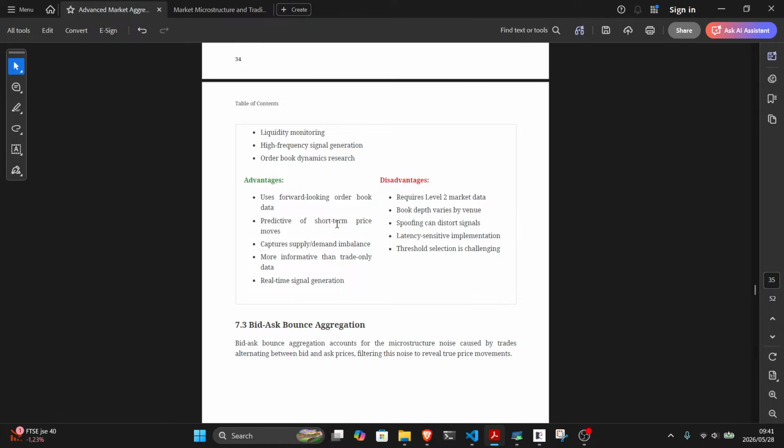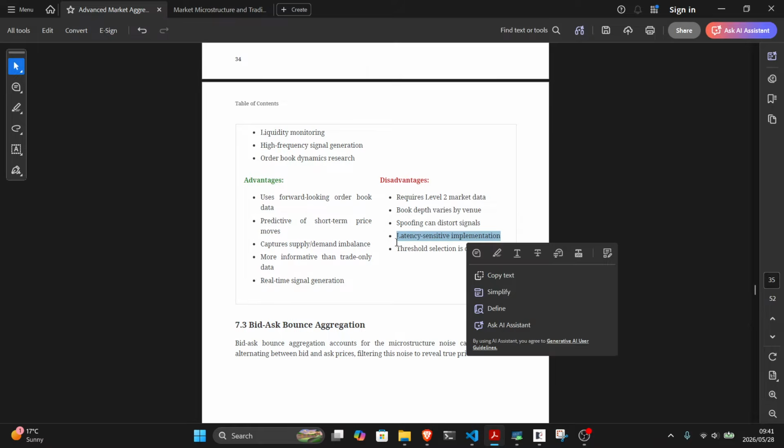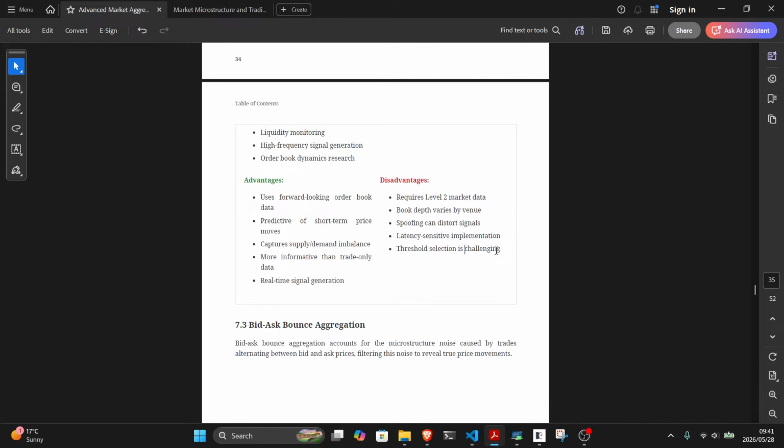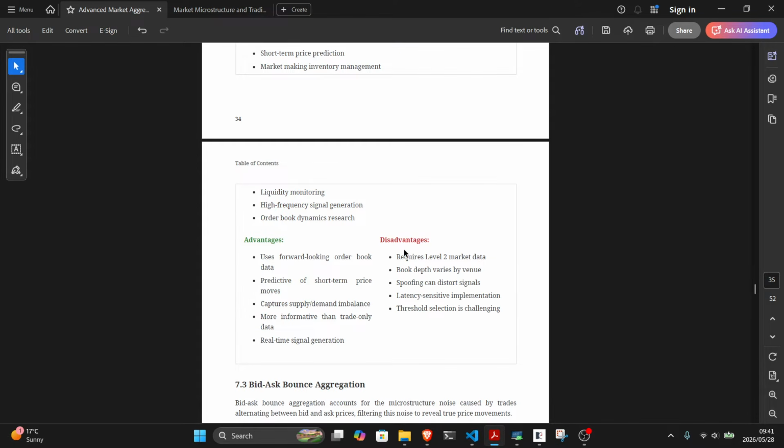What are the disadvantages of this type of aggregation? Requires L2 market data. Book depth varies by venue. Spoofing can distort signals. Latency-sensitive implementation. Threshold selection is challenging. Now, let's get into the code.